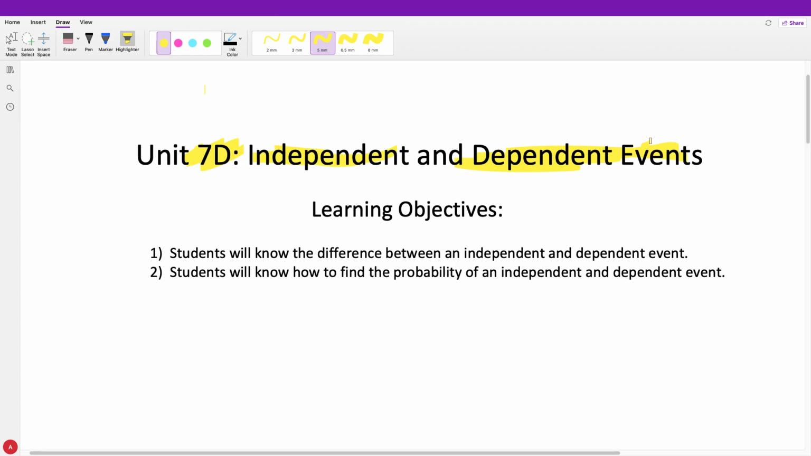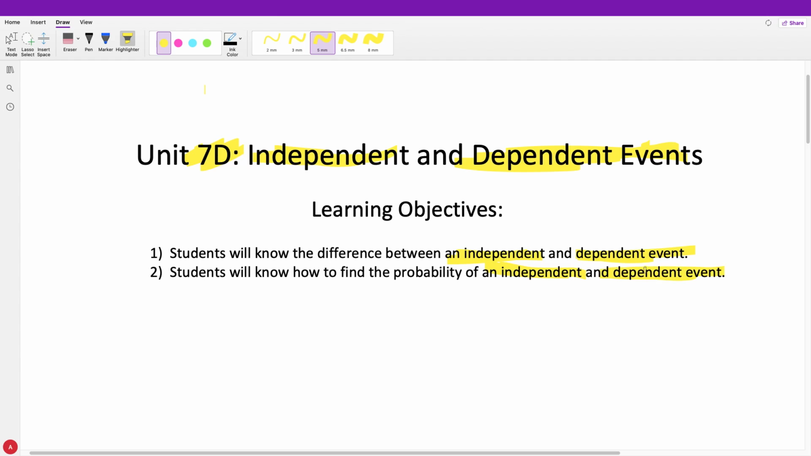We did talk about in years past what independent and dependent mean, both in science and in math. So hopefully you guys have an understanding of this already, but if not, we're going to go through each of these types of events and how to calculate the probability. What you'll need to know by the end of this video is the difference between an independent and dependent event, and also how to calculate the probability of both types of events.